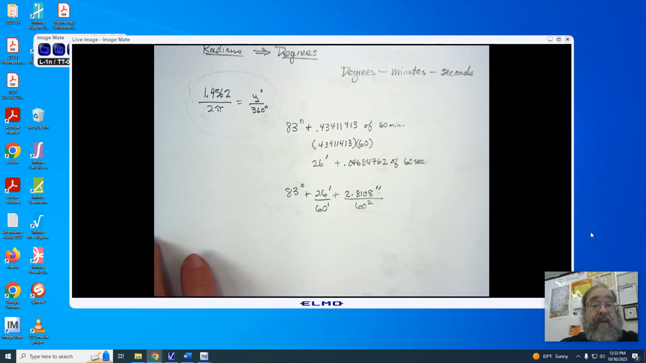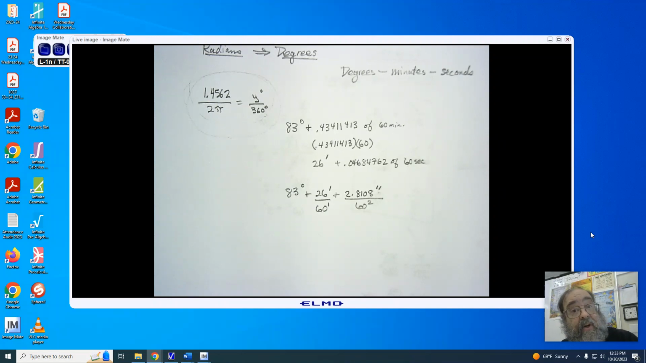Alrighty, so this is how we find rotations. This is how we find degrees. This is how we find radians. This is how we find radians in degrees and so forth. How many rotations and multiplying.